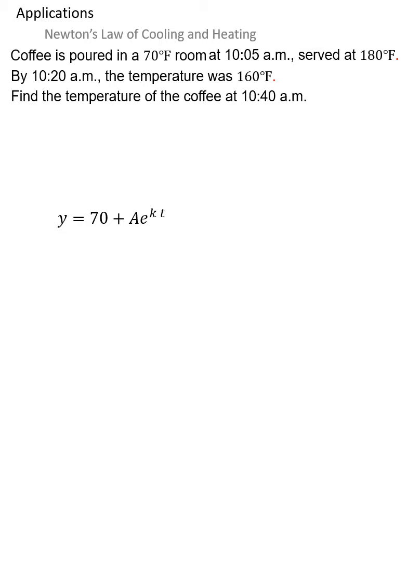So let's go through the same process we did in the previous problems. First, we're going to choose a time zero. It seems logical to me to let time zero be the time of the pouring of the coffee, which was 10:05 a.m. And we're going to now find A and K, just like we always have, by finding particular data points that we can plug in for Y and T that represent the temperature and time of this coffee at known moments.